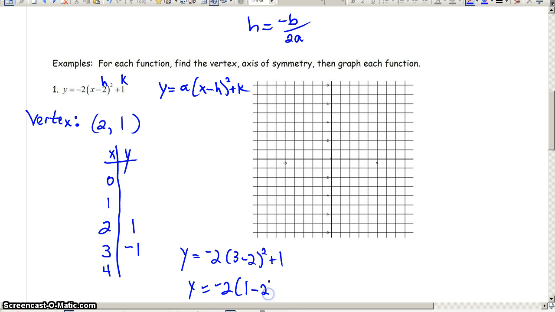Replace x with a positive 1, and you can see that 1 minus 2 is negative 1, but negative 1 squared is a positive 1. 1 times negative 2 is negative 2. Negative 2 plus 1 is negative 1. Just as we saw in the previous section, we have symmetry. We have those y values being equal, and they always will be equal. Do in fact work that through.